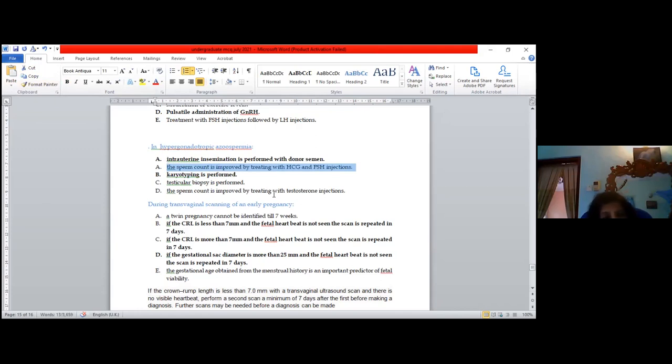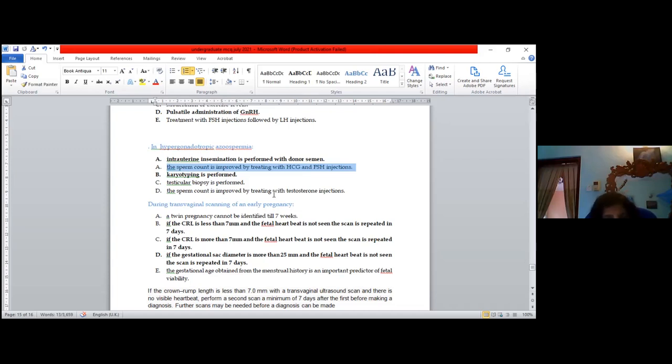Karyotyping can be performed to see what has happened. Testicular biopsy is of no value in hypergonadotropic azoospermia. Testicular biopsy is only performed in normogonadotropic azoospermia to exclude an obstructive lesion. Sperm count cannot be improved in any way. It cannot be improved by testosterone injections because the testis has failed. So the option is donor semen. The only treatment option is donor semen.